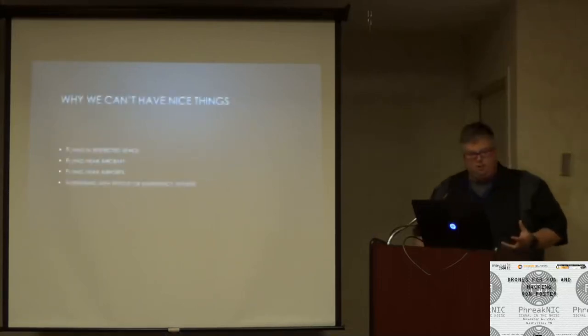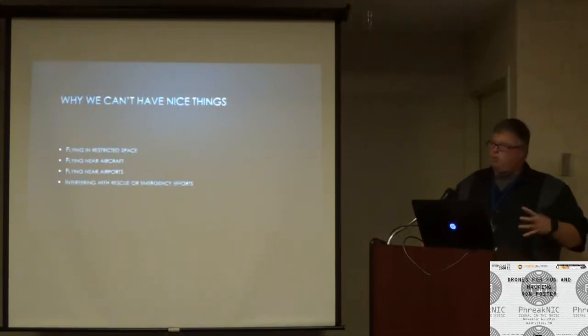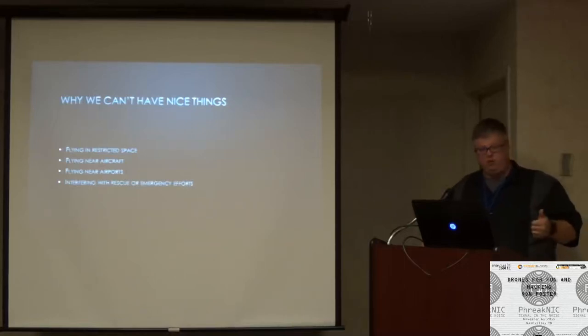So we talked about the basic components, but what we want to talk about next is regulations. This is why we can't have nice things, and that's because we do have people that fly in restricted airspace. We do have people that fly near aircraft. We do have people that fly near airports and interfere with rescue operations. Recently, I believe it was a DC-10, is that the aircraft they used for forest fires, or the C-130s, I can't remember. But regardless, basically there was a large forest fire, I believe it was in California.